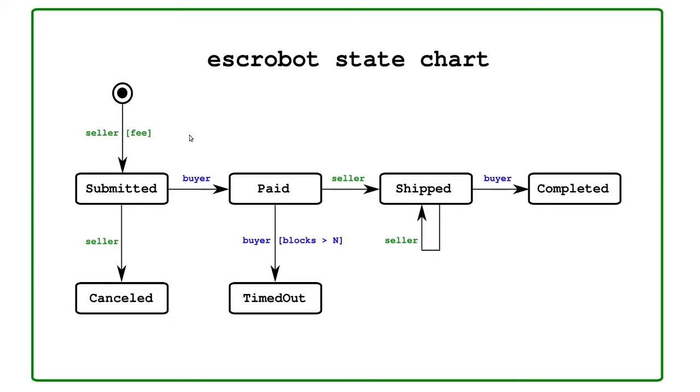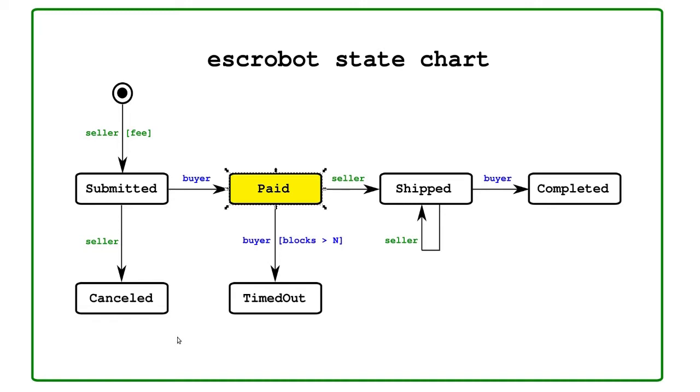Starting at top left, the seller moves the order into submitted when she submits the order details. From here, there's only 2 possible transitions, either to canceled or to paid. If it goes to canceled, then no further transitions or actions are possible. The robot won't allow it. But if the buyer pays instead, then the order moves to paid.